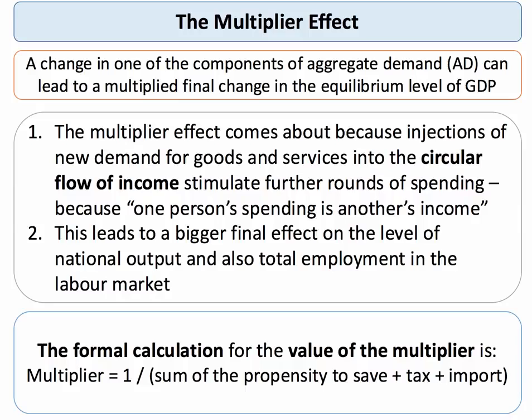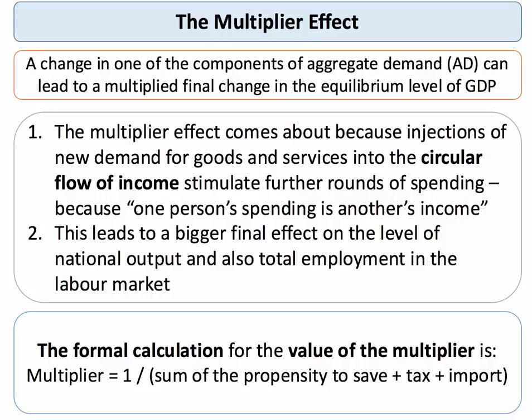Now technically you need to know the formula for calculating the multiplier. It does depend on how many leakages you consider, and we'll work through a couple of examples in this session. But the formal calculation for the full multiplier is that the multiplier, it's just a simple number by the way, is 1 divided by the sum of the propensity to save, to tax and to import.